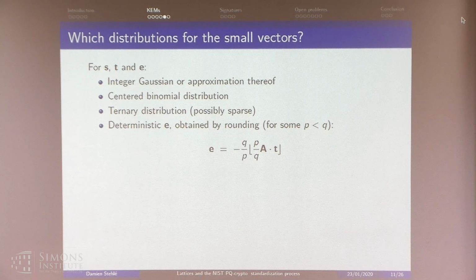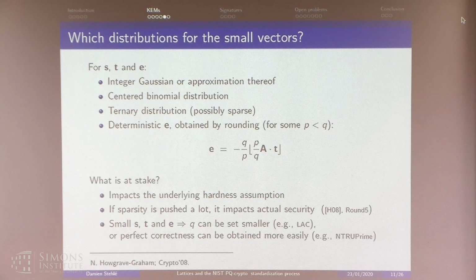Now you can choose how you get the small vectors. In the scheme, S, T, and E are small. And then you again have plenty of choices. You can use integer Gaussians, centered binomial distributions, ternary distributions, possibly sparse ternary distributions. You can even use a deterministic E obtained by rounding. So you compute A times T and you keep the most significant bits. Okay, so plenty of choices. You can probably think of more options.